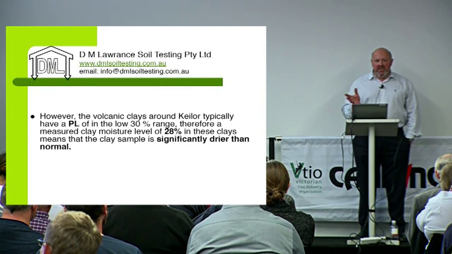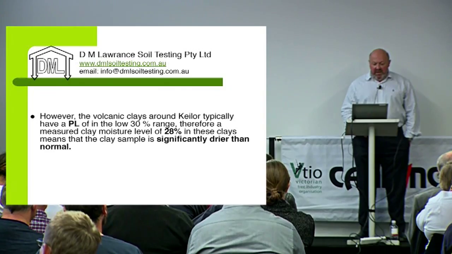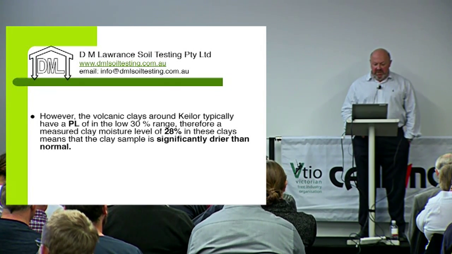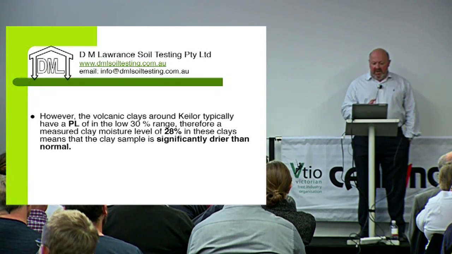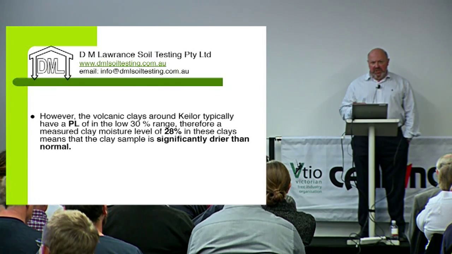Now, Keilor clays, the Western Suburbs clays, are full volcanic clays. So their plastic limits are usually around the low 30% range. So the same measured moisture content of 28% in a Keilor clay means it's drier than we're expecting.